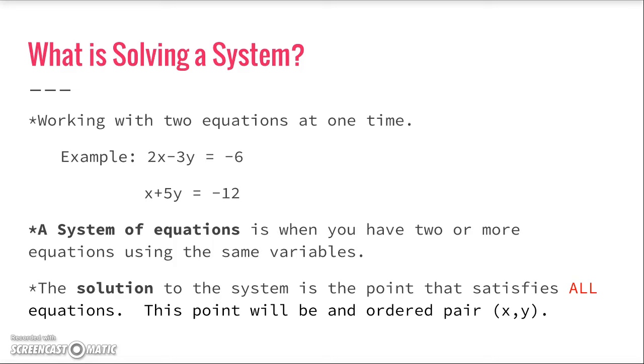A system of equations is when you have two or more equations using the same variables. In this case, our equations are using the variables x and y. You can see that those variables are shown in both equations. The solution to the system is a point that satisfies all of the equations. This point is going to be an ordered pair, x and y. Makes sense, right? There are points.